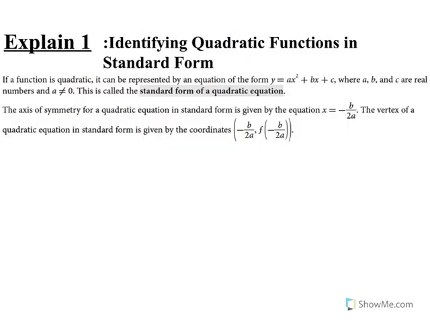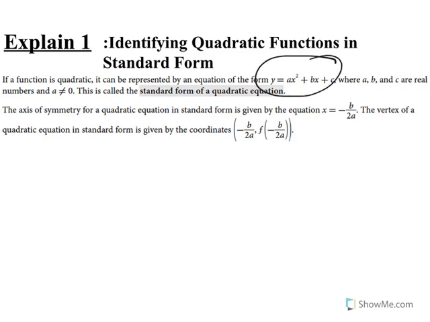Example 1 or Explain 1. Identify a quadratic function in standard form. If a function is quadratic, it can be represented by an equation of the form y equals ax squared plus bx plus c, where a, b, and c are real numbers, and a cannot be zero. This is called the standard form of a quadratic equation. So this is our standard form.